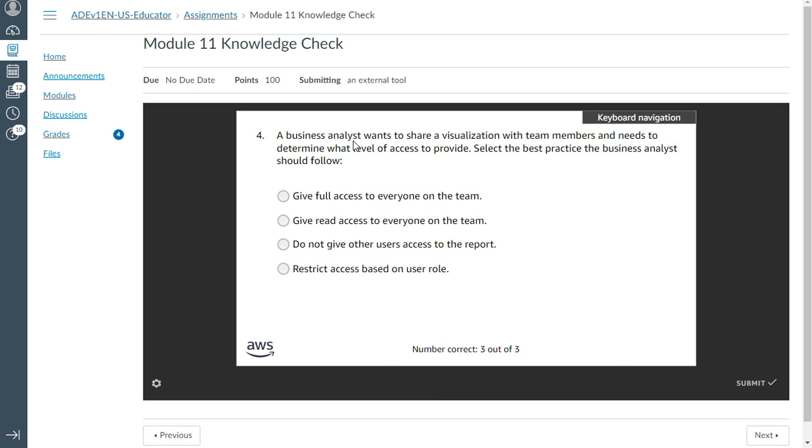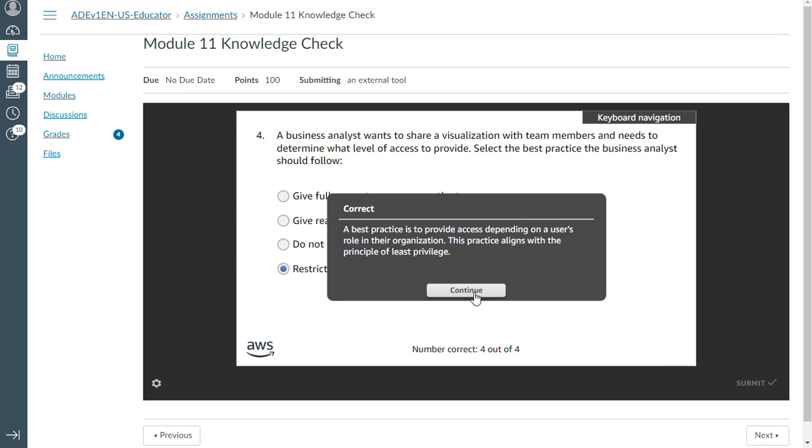The fourth one: a business analyst wants to share a visualization with team members and needs to determine what level of access to provide. Select the best practice the business analyst should follow. Give the full access, no. Restrict access based on user's role. This should be the best practice. I should submit. Yes, that is correct.